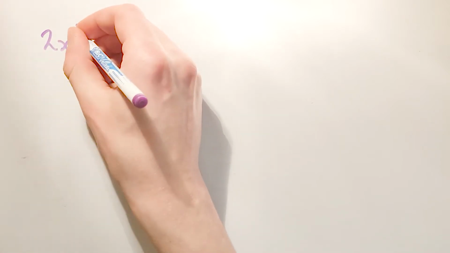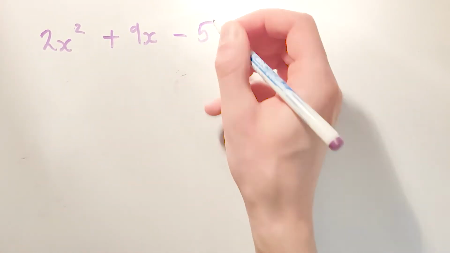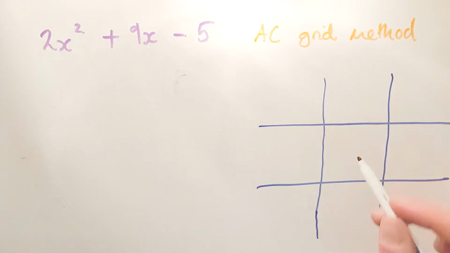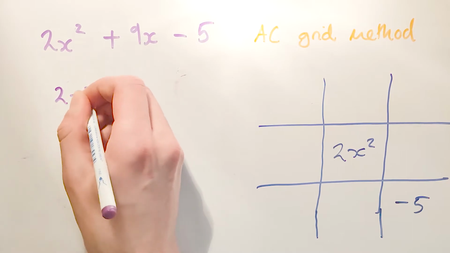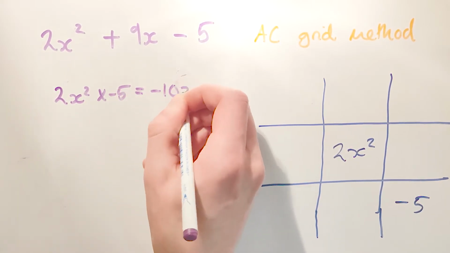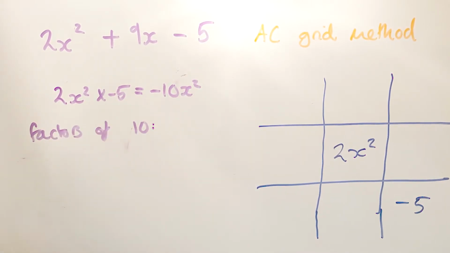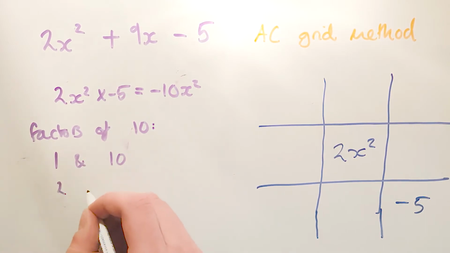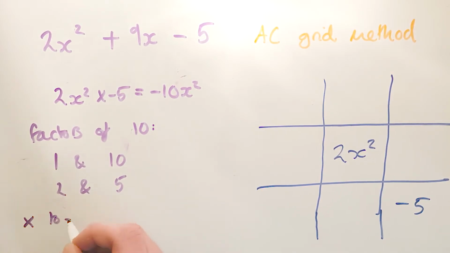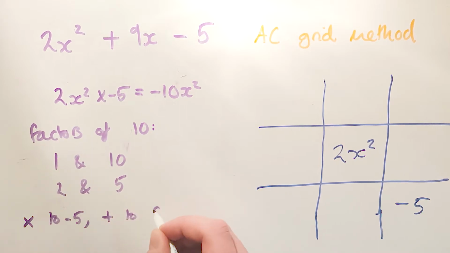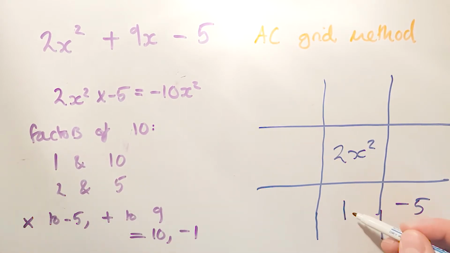There are lots of ways of doing this, but one method that is good is the AC grid method. Draw out a grid and put the x squared and constant term in like this. Multiply them together and find factors of the number. As before, we need to find two numbers which add up to get 9 and multiply to get minus 5. One of the factor pairs will always work. In this case, it's 10 and minus 1.